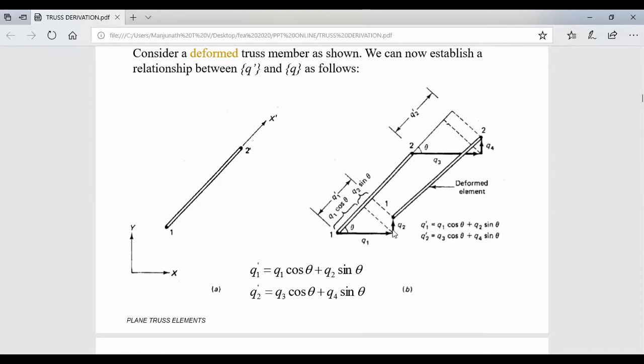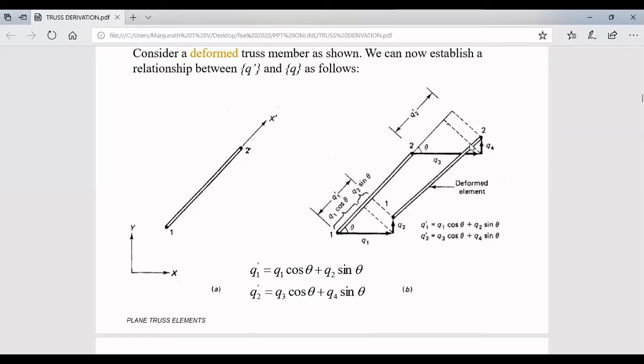Similarly, taking the nodal displacement q2 and writing the triangle here, we can find the opposite side. Sin theta is equal to opposite by hypotenuse, so the opposite length is q2 sin theta, that is hypotenuse into sin theta. So the overall length of the deformed element's displacement in the global coordinate system is q1 cos theta plus q2 sin theta. In the local coordinate system it is q1 dash, so q1 dash is equal to q1 cos theta plus q2 sin theta.